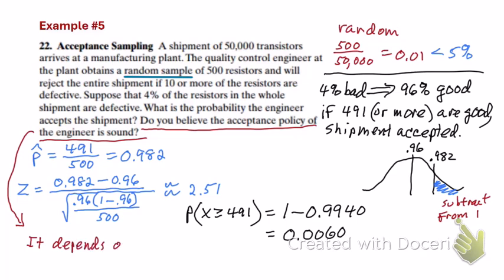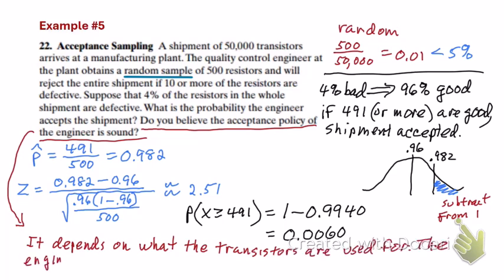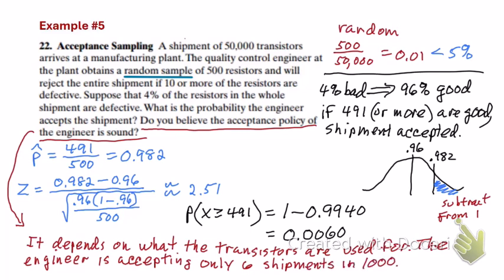What are they being used for? Is it a critical kind of thing? If so, I might want them to be that picky. If not, might not want them to be that picky. So that's kind of a thought question there. Be that as it may, the engineers are only accepting 6 out of every 1,000.